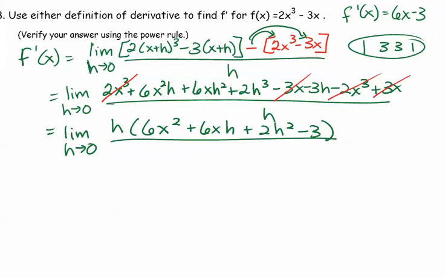So take an h out of the remaining terms, cancel the h, and now we can do our limit by direct substitution. So make sure you don't write the limit symbol anymore. So our h terms are going to go to 0. And there we have exactly what we were expecting.